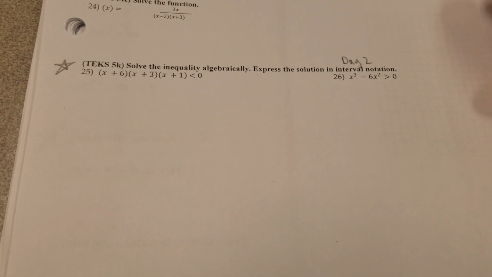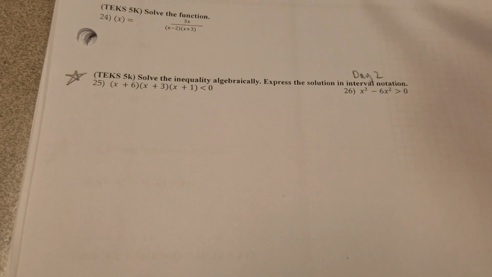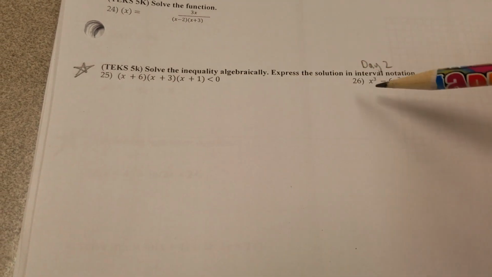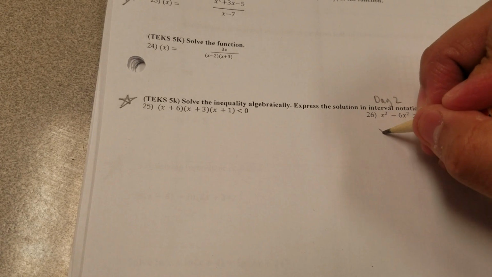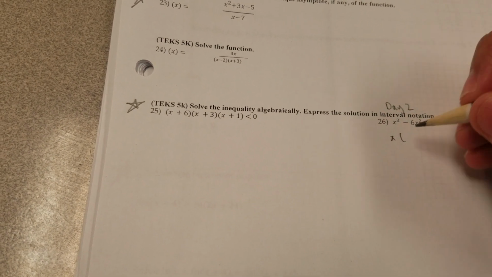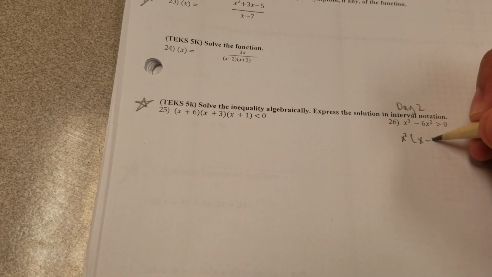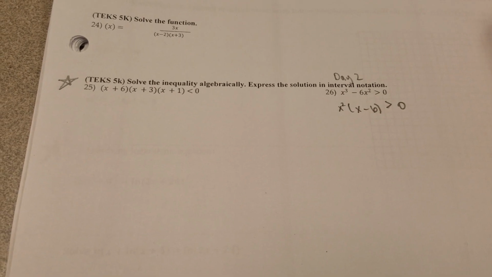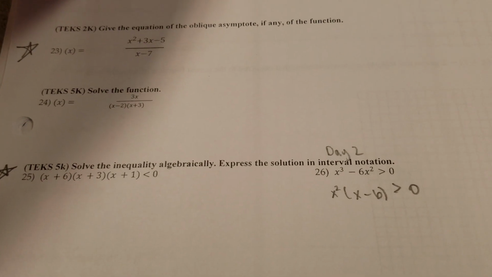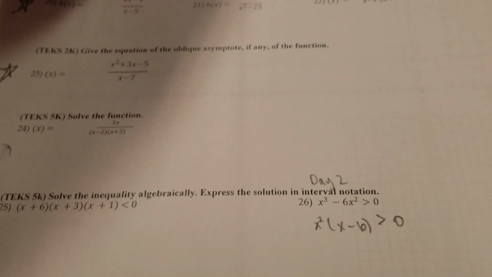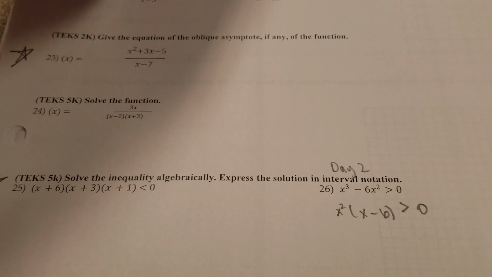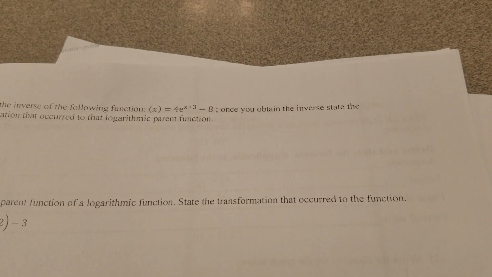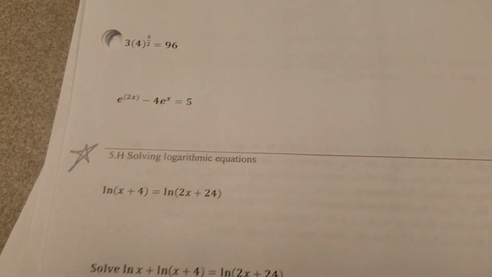The stars for this one are, you're going to do 25, 26, and let me go ahead and just fix this up for you. This is the same as saying this right here. So it's just easier to work with. So 25, 26. And then you're going to do all of this page right here.